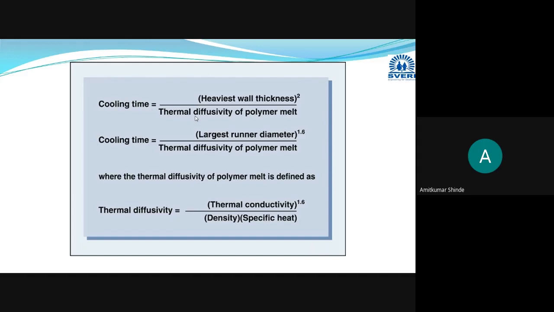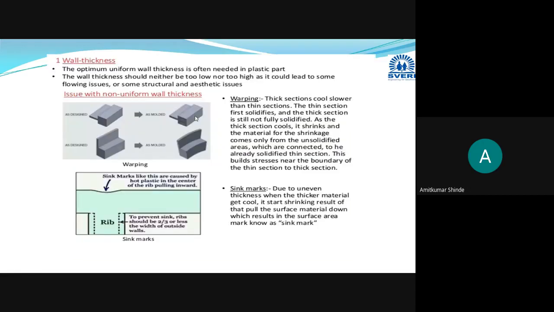Hence generally we are going for thin sections only. The wall thickness should be minimum, as far as possible. When wall thickness is more, it requires more time for cooling, and that process becomes uneconomical. It will take more cost. Hence the sections should be thin. The wall thickness you provide should be minimum, and that minimum wall thickness should be uniform throughout.